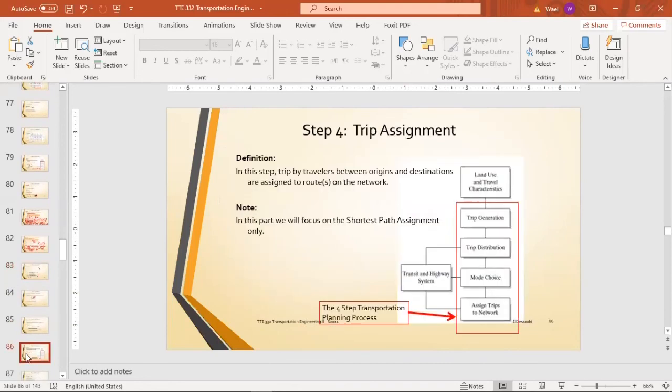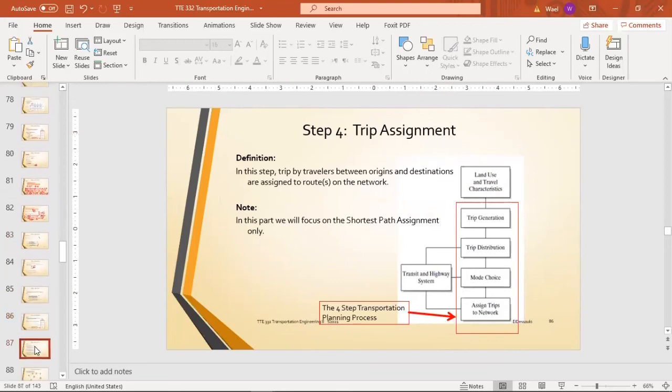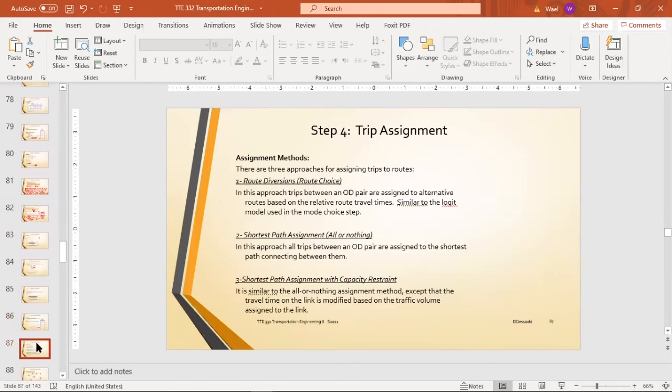Okay, the next step that we will discuss next week is basically the trip assignment, which is basically how we assign those trips to the transportation network. And we will discuss that next week, inshallah. Okay, I will end it right here. And if you have any questions, you may ask your questions now.